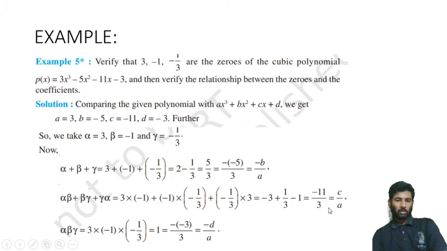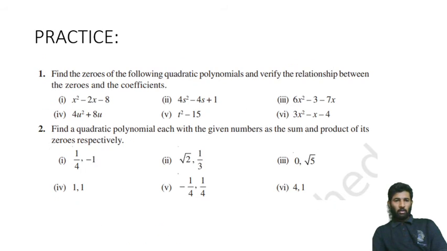Same thing for the product of the zeros also. The product is 1 and the value of d is minus 3, so minus d by a is minus into minus 3 by 3, that is also 1. So the relationship between the zeros and coefficients has been verified. Now these are some practice questions. Please pause the video and note down these questions.